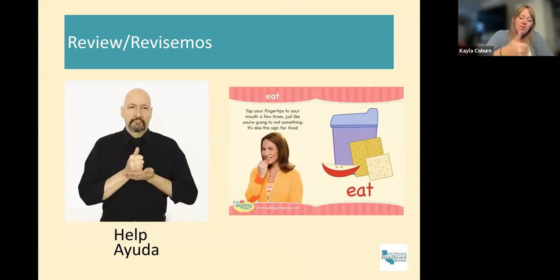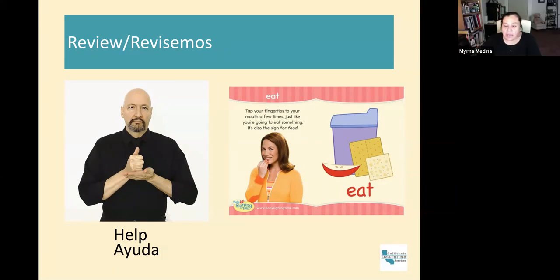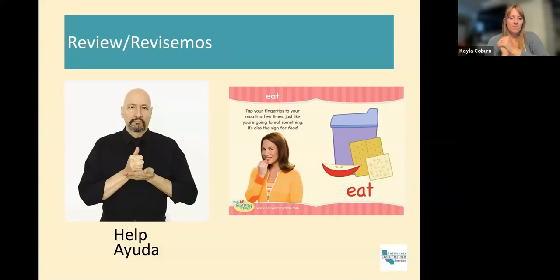For help, you have a thumbs up and it goes on top of your other hand and you push it up. Eat is another flat O. Remember, this is O, so you flatten it out and you put it towards your mouth.